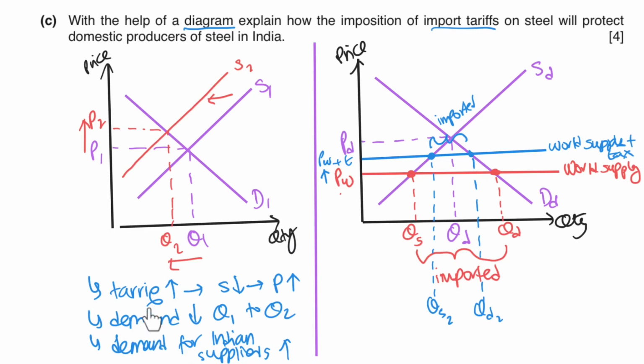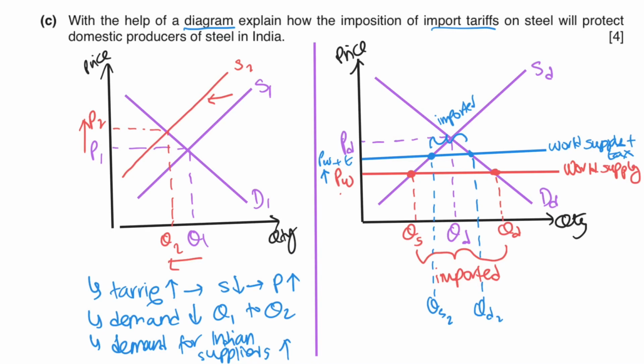Be able to explain, just as you did here, that if you apply a tariff, the supply of imported steel would fall because the price has gone up. So the demand for imported steel would actually fall. And again, the argument is that this protects inefficient domestic suppliers and reduces the demand for imported products.